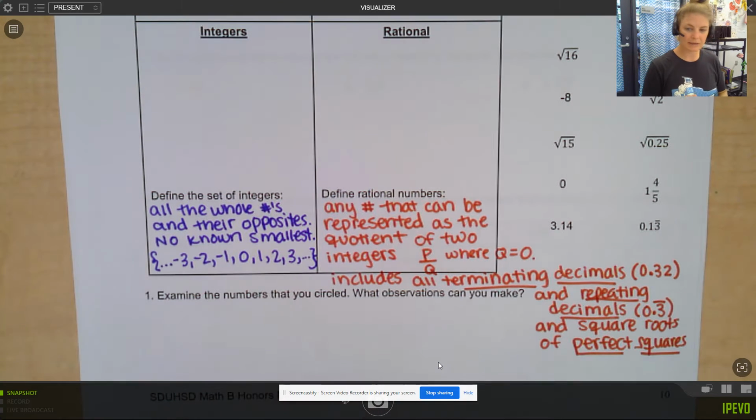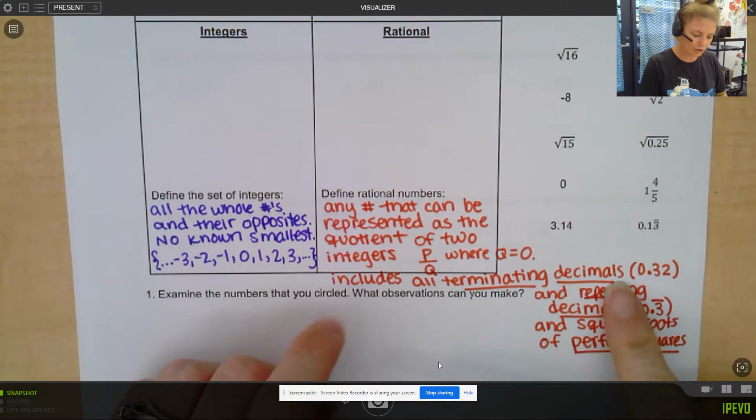Rational numbers, so this is where the good stuff happens. The rational numbers are any number that can be represented as the quotient, fancy word for division, of two integers, p over q, where q can't be 0. Like, wait, Ms. Barr, why can't q be 0? That's because we can't divide by 0. Never give up, never surrender, and never divide by 0. You can't do it, it's undefined.